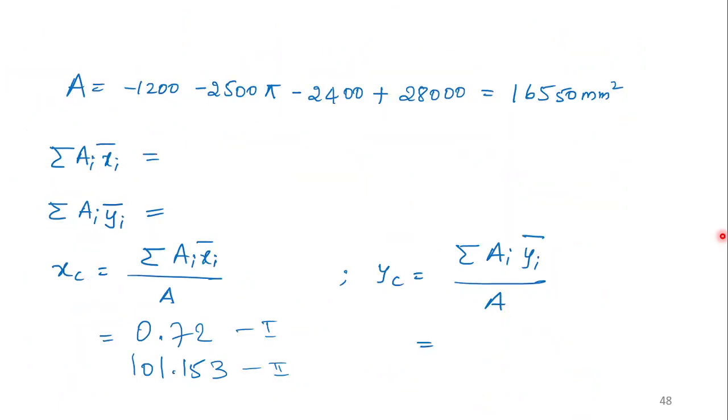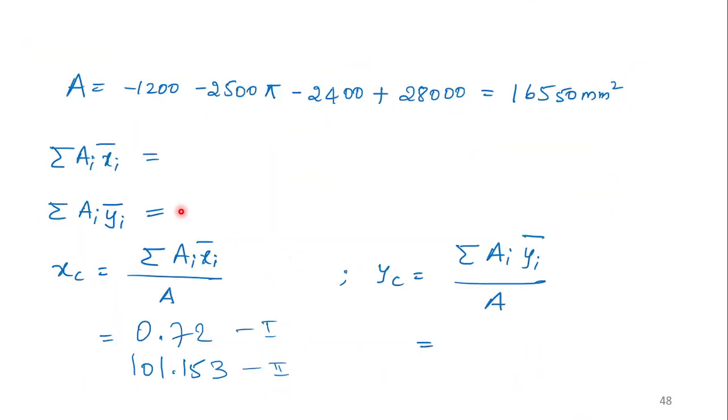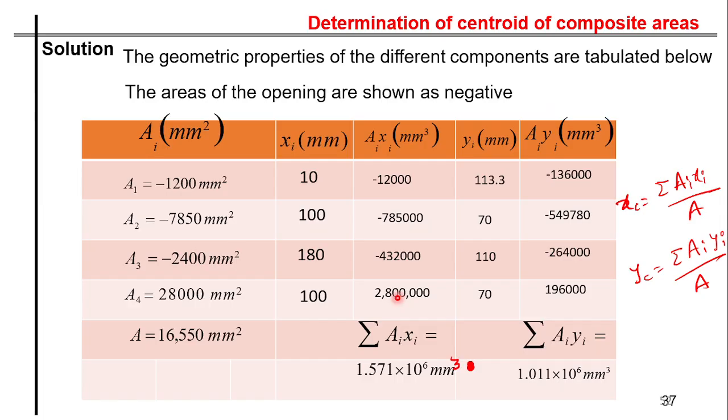So the total area you are going to get, which is going to be this value, the summation of Ai into xi bar and Ai into yi bar. So you add all of these. Whatever values you get, divide them by the area. So that gives you the xc and yc values, or x bar and y bar values. Similarly, that's what you have seen here.